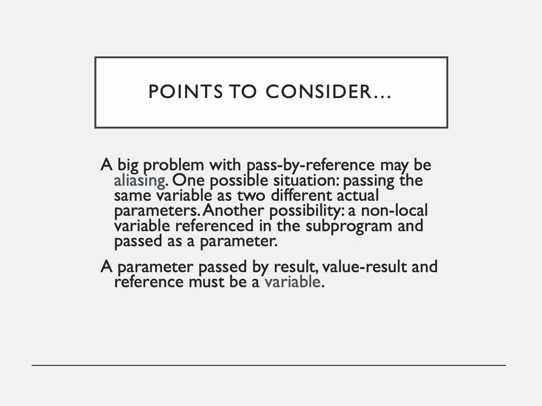Second, we can say for pass by result, pass by value result, and pass by reference, it's crucial that the actual arguments must be variables. This is because these methods involve either direct modifications of the variable or a need to store the results back into the variable.